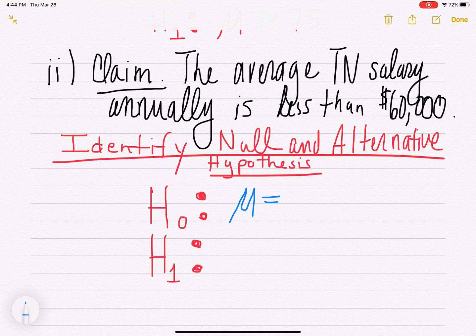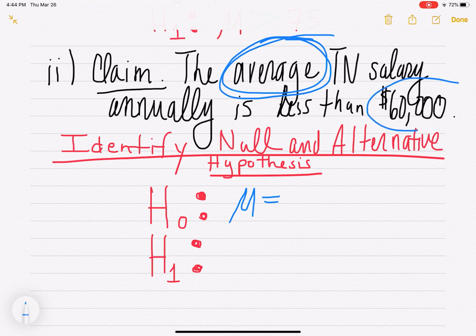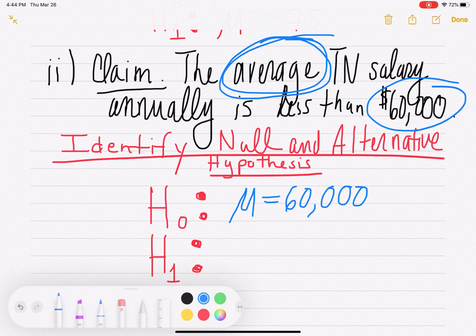So we're talking about the average Tennessee salary is less than $60,000. So we have average $60,000. So we're going to set the average equal to 60,000 for the null. So again, the null always involves equality. Always involves equality. So you always make the mean equal. Now, the alternative will involve something besides equality. It might be less than, it might be greater than, it could be not equal to.